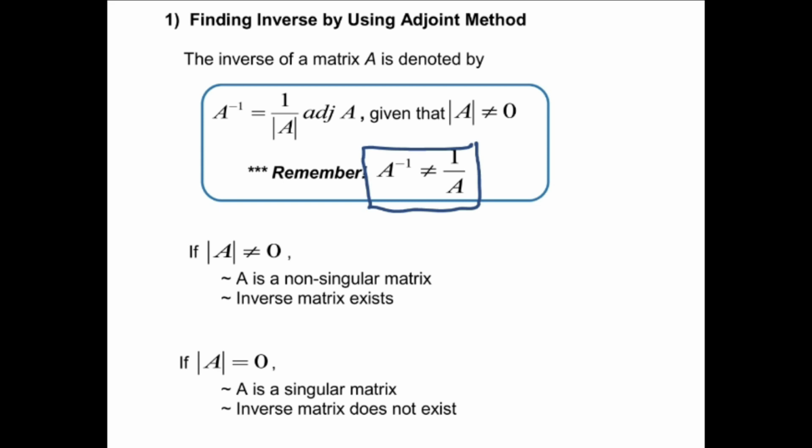Now, we go to the properties. If the determinant of A is not equal to 0, A is a non-singular matrix, meaning that the inverse matrix exists. If the determinant of A is equal to 0, A is a singular matrix, so the inverse matrix does not exist.